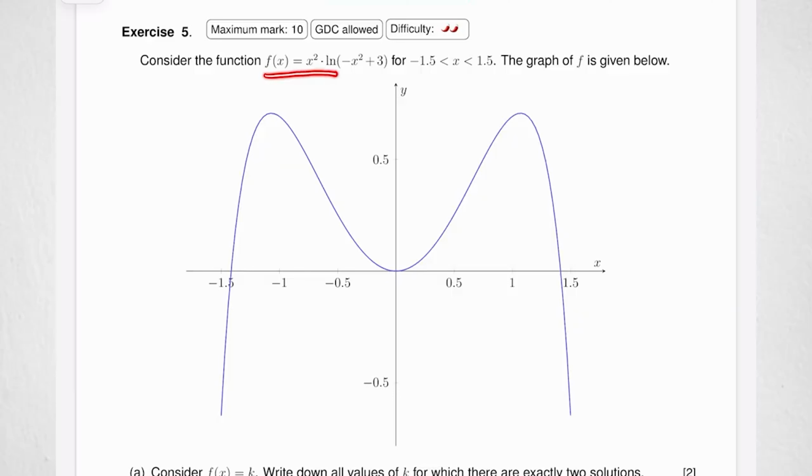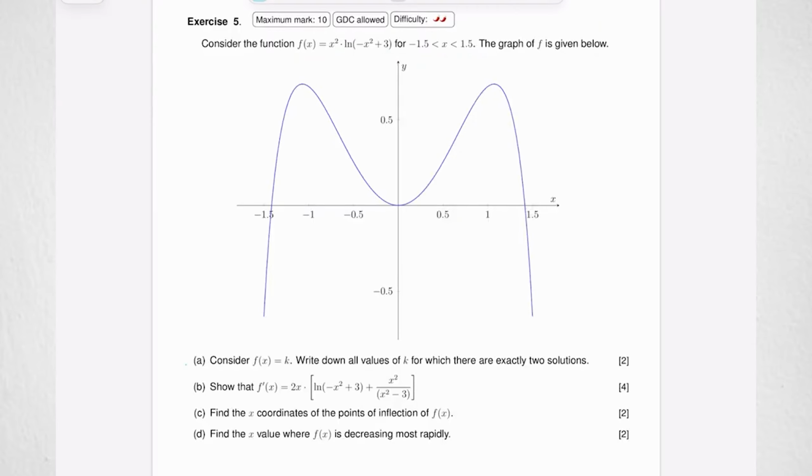Now, in exercise number 5, we have, as usual, a calculus exercise. In this case, we have the graph, not of the derivative like we did a few days ago, but this is actually the graph of the function. The function is x squared times ln of negative x squared plus 3, and it is defined between negative 1.5 and 1.5, not including these edges.